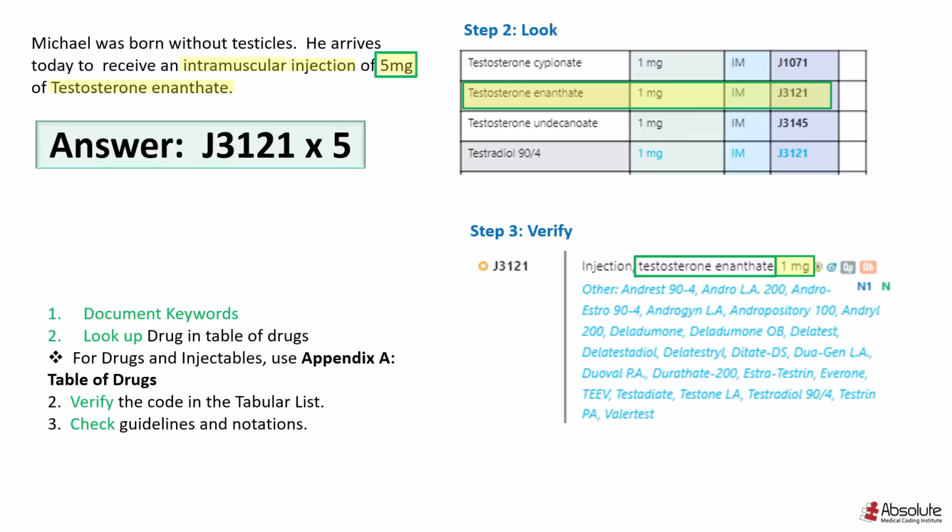All right, coders, did you do that? If you did, way to go. If you learned something, it's priceless because you're going to do it again. Step 4, we have to verify any guidelines. There are no guidelines. So therefore, our code is J3121 times 5. All right, you ready for another one? Let's do it.